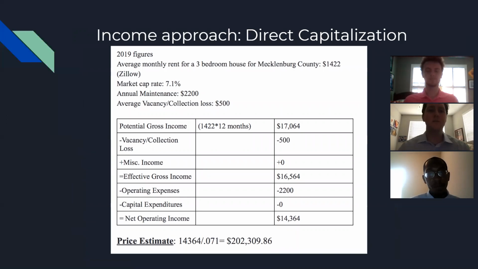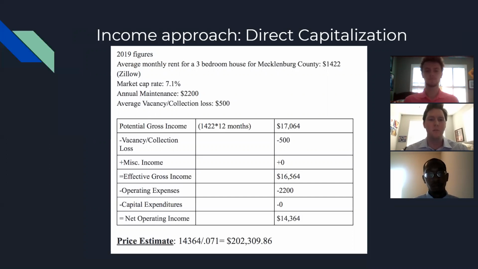And the final approach is the income approach, which is divided into direct capitalization and the present value of future cash flows. For the direct capitalization, we looked for the average monthly rent for a 3-bedroom house in Mecklenburg County, which is where Charlotte is, and we found that to be about $1,400. For the cap rate, we used an estimator online as well as similar properties on Redfin and Zillow. We got around 7.1% for the market cap rate.